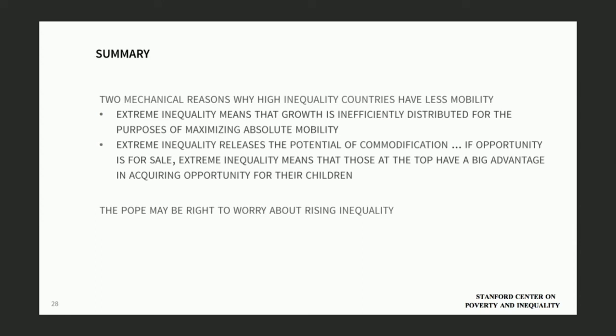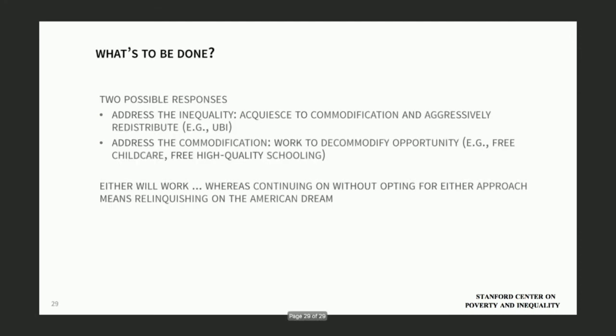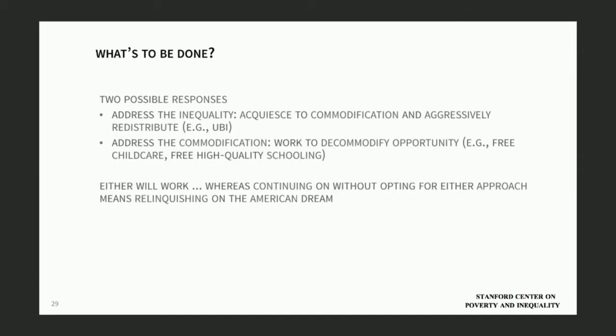So I just want to conclude by asking what might be done. And there are two possible responses. Insofar as you care about delivering on the American dream and providing a society in which there's lots of mobility, there's two ways we could go. The first way is to say, look, commodification is a done deal. That's what the US is about. We want to put everything on the market, even opportunity. It's all for sale, and there's nothing we can do about it. So we acquiesce to commodification.